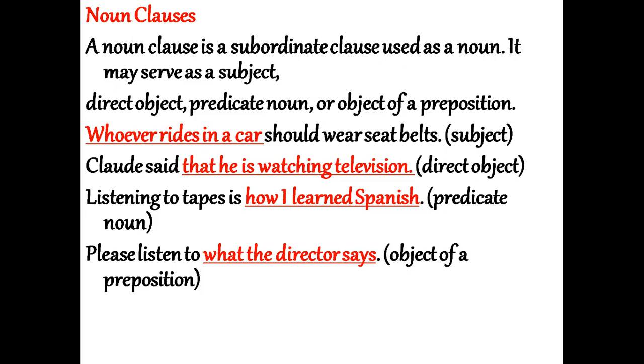Whoever rides in a car should wear seat belts. So whoever rides in a car is a subject, which is underlined. Clark said that he is watching television. So that he is watching television is a direct object. Listening to tapes is how I learn Spanish. So how I learn Spanish is a predicate noun. Please listen to what the director says. So what the director says is an object of a preposition. So it can have all kinds of these functions.